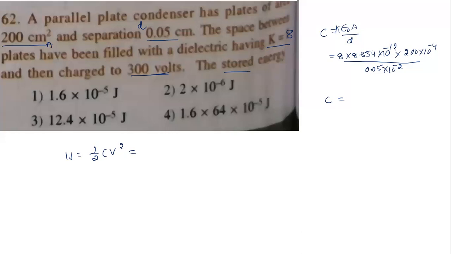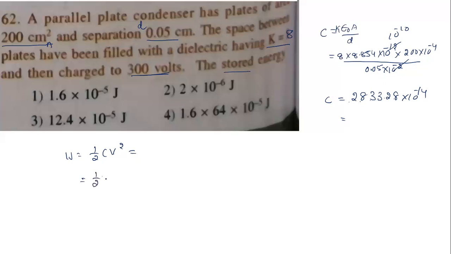8 multiplied by 8.854 multiplied by 200 divided by 0.05. You are going to get 283328 into 10 power minus 4. Okay, because it's minus 2. Okay, this is not minus 4, it is minus 14. So we are going to shift the points. So 1, 2, 3, 4, 5, 6. Or else you can keep it like that only, not an issue.